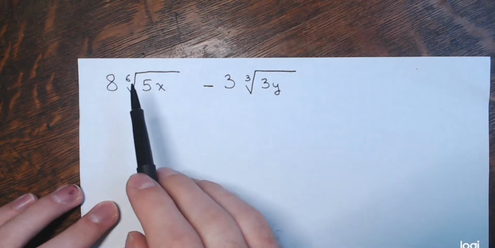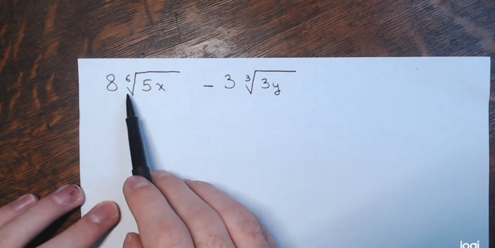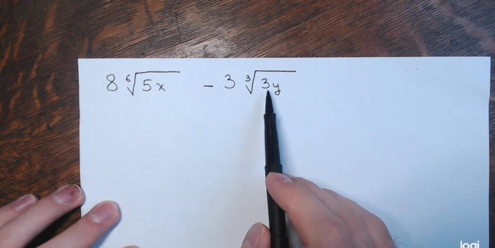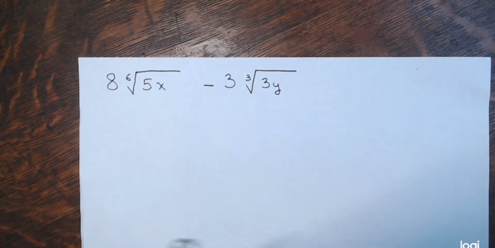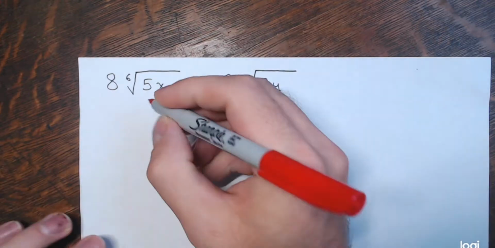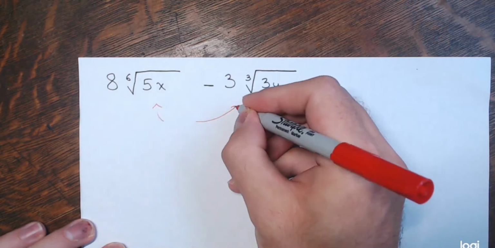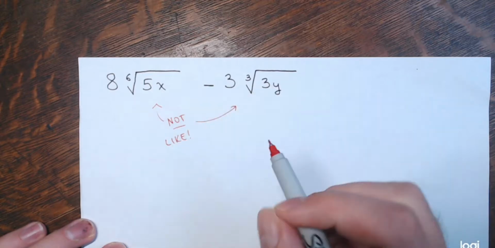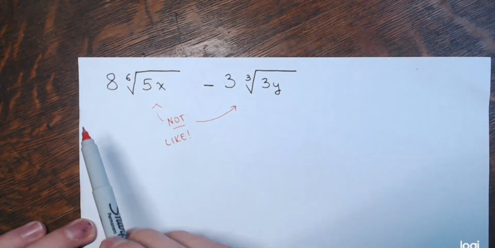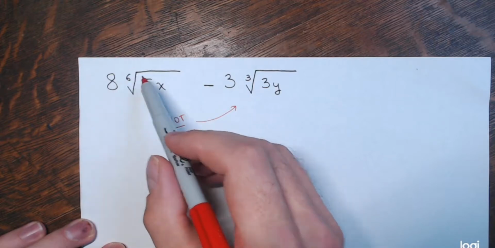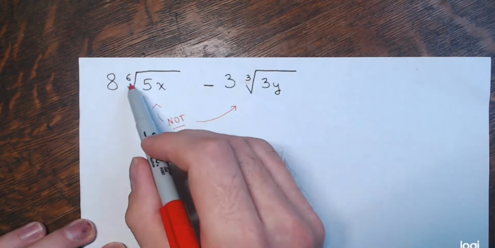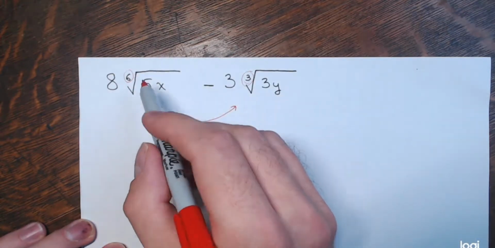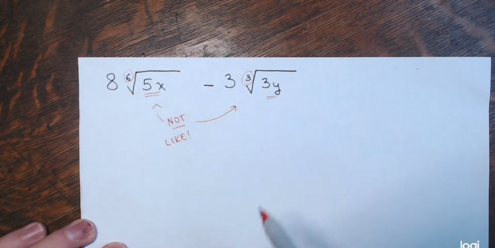Alright, so for this question, we're given 8 times the 6th root of 5x minus 3 times the cube root of 3y. These are not like radicals, for 2 reasons. They have a different index, right? 6 and 3. This is a 6th root. This is a cube root. And they also have different radicands, 5x and 3y.